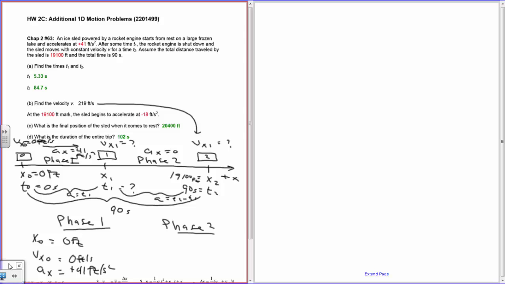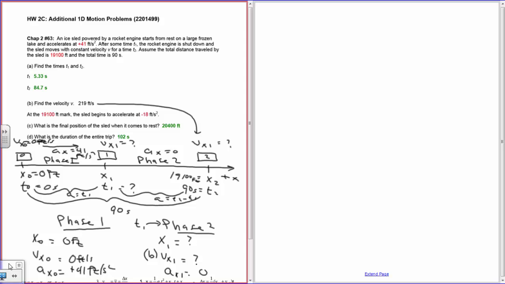At time 1, we end up starting phase 2. Instead of zeros, I'm going to call these x1, vx1, and ax1. I'll call this one over here a0. Our position is unknown. We don't know what this is yet. Our velocity is unknown. That's what we want to find. This is part B. And we know that acceleration is 0.